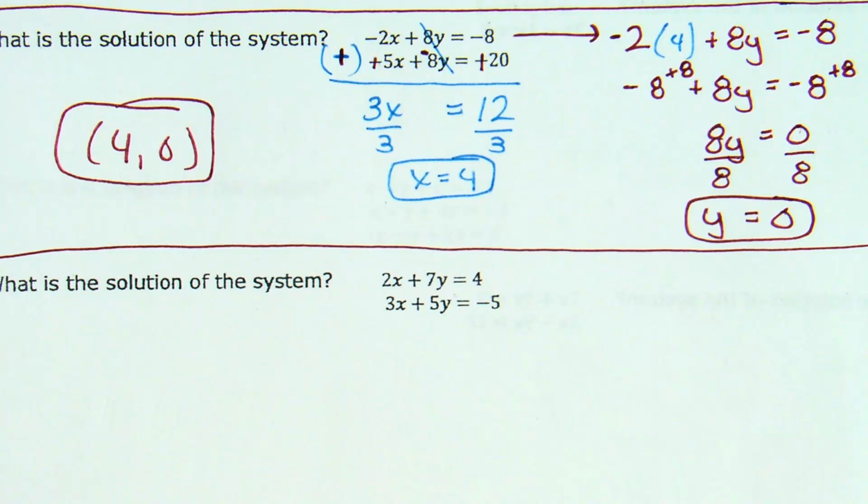Okay. Should I call that a level 2 problem? You had to change the sign, right? Ready for level 3? Maybe we're even jumping, this is level 4. I don't know. Whatever you want to call it. Still want to use elimination. 2x plus 7y equals 4. 3x plus 5y equals negative 5. What are your thoughts?